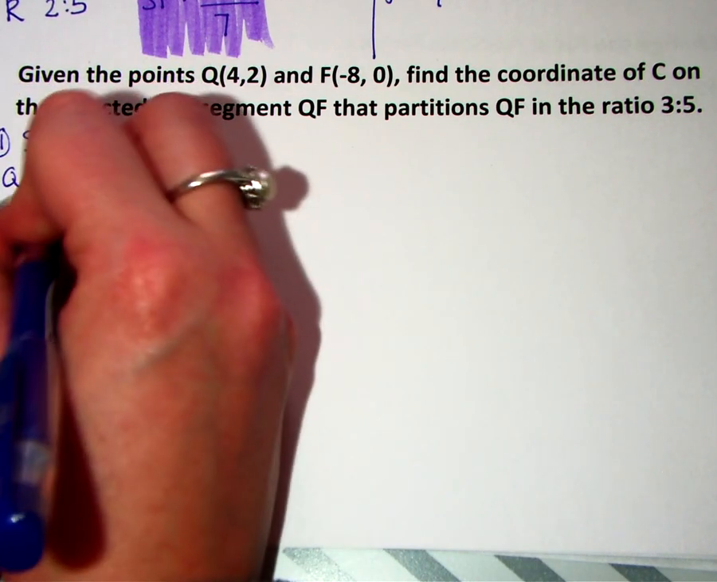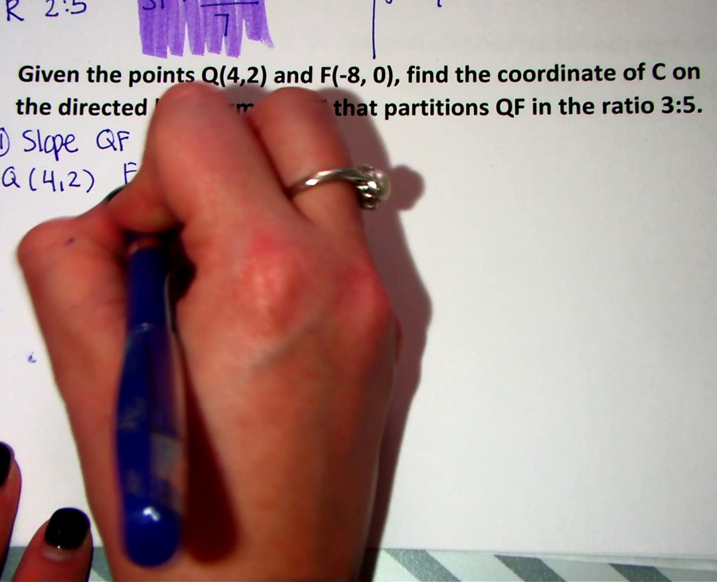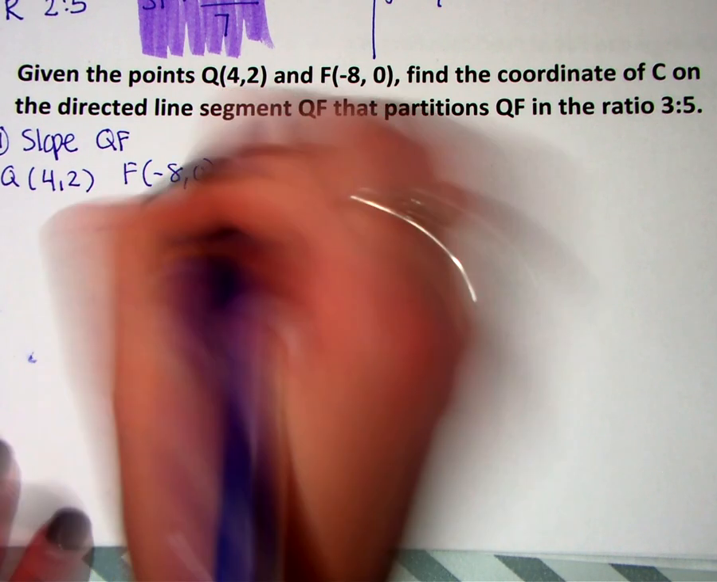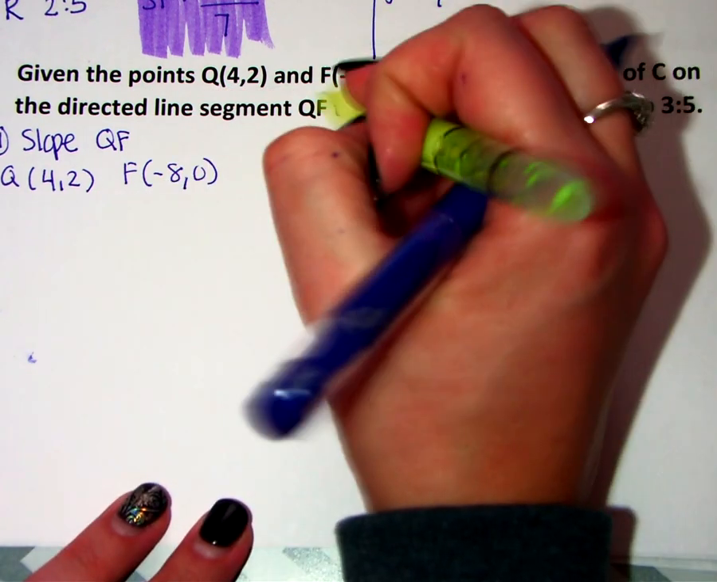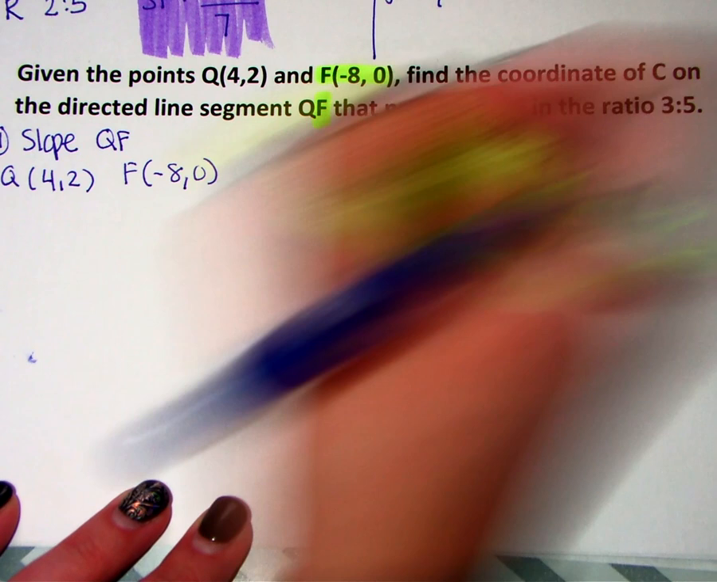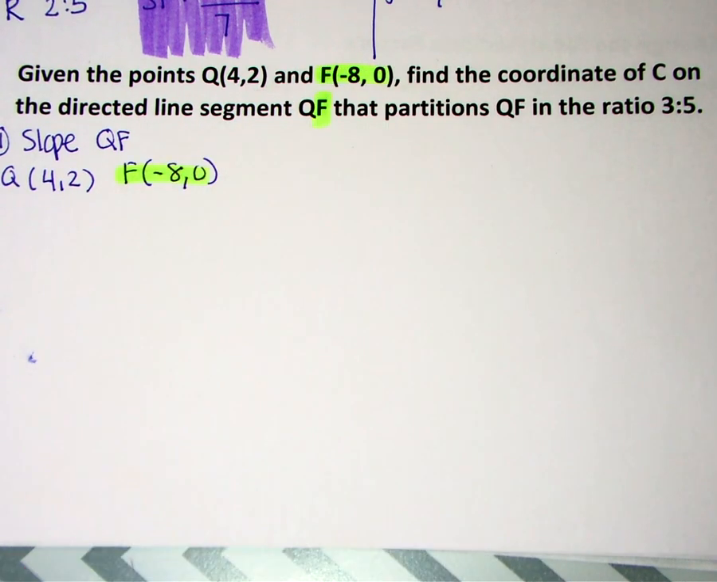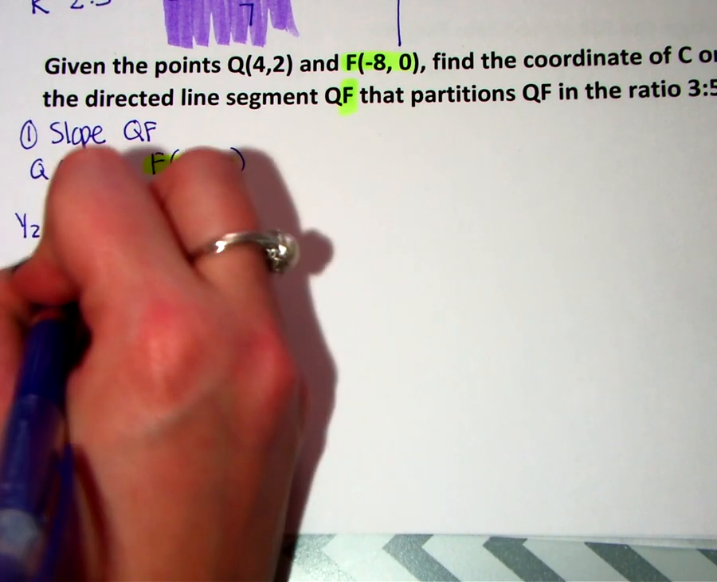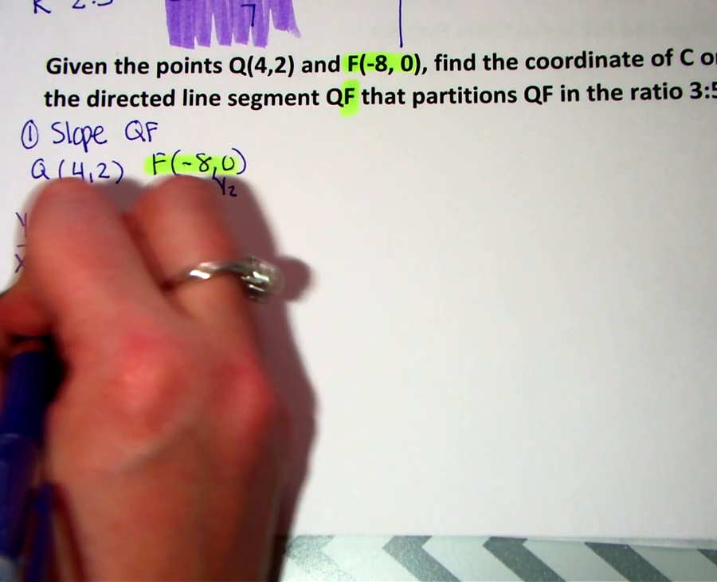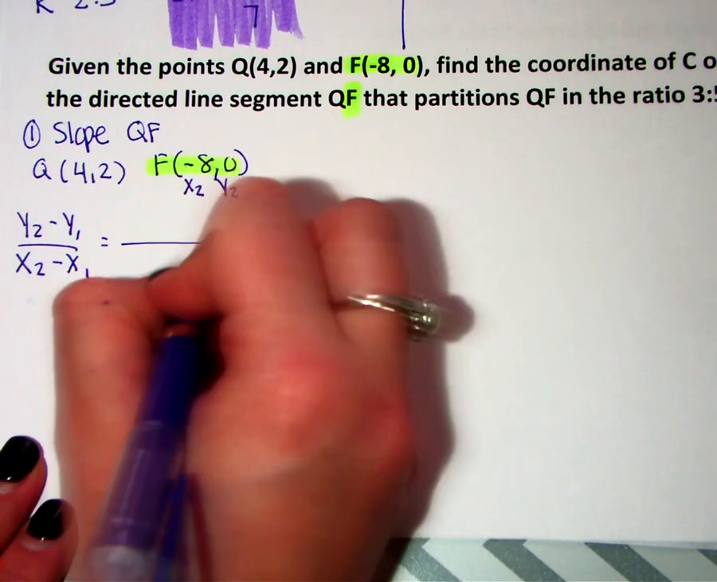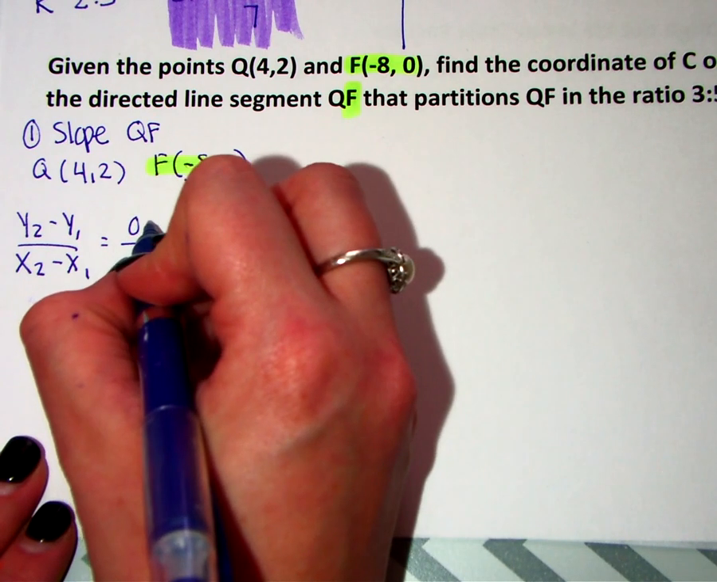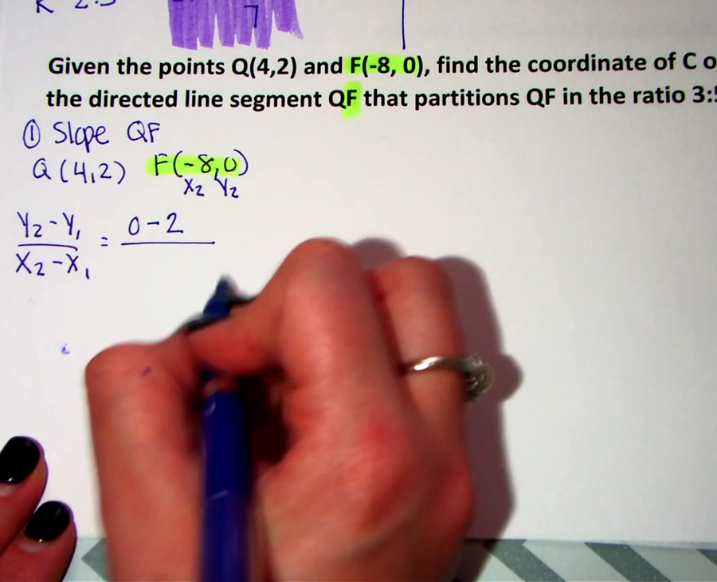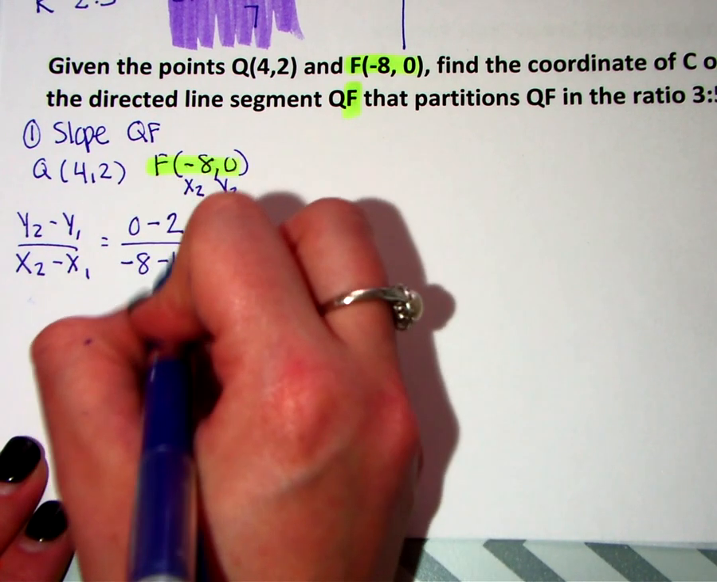Q is at 4, 2. F is at negative 8, 0. Remember, second letter, that's where I'm starting. This is my X2, Y2. Slope formula, Y2 minus Y1 over X2 minus X1. Y2 is 0 minus 2 over negative 8 minus 4.